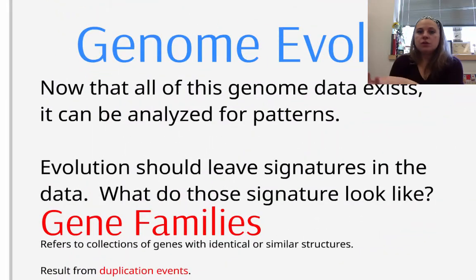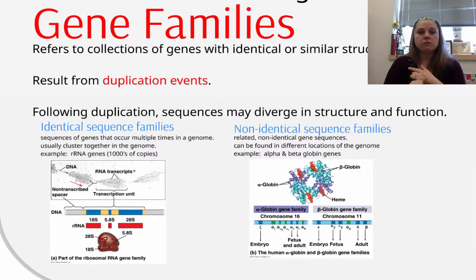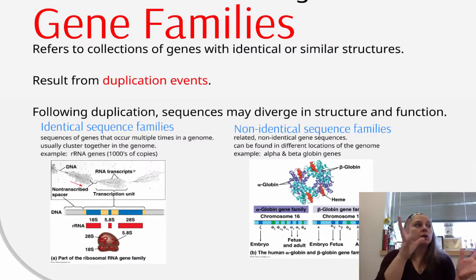So, the evolution of our genome. Let's look into this. Okay, so now that we have the data, we can analyze it for patterns, right? One of the main things that's theorized and supported is that over time, if you share more DNA, you're more likely to be more related, right? So we have signatures in the data, and we look for things that are going to be consistent. So we have gene families. This refers to collections of genes that have very similar structures. We can look at how organisms share these, and how they are shared within organisms. Following duplication, sequences may diverge in their structure and in their function. Okay, so we kind of get that, right?